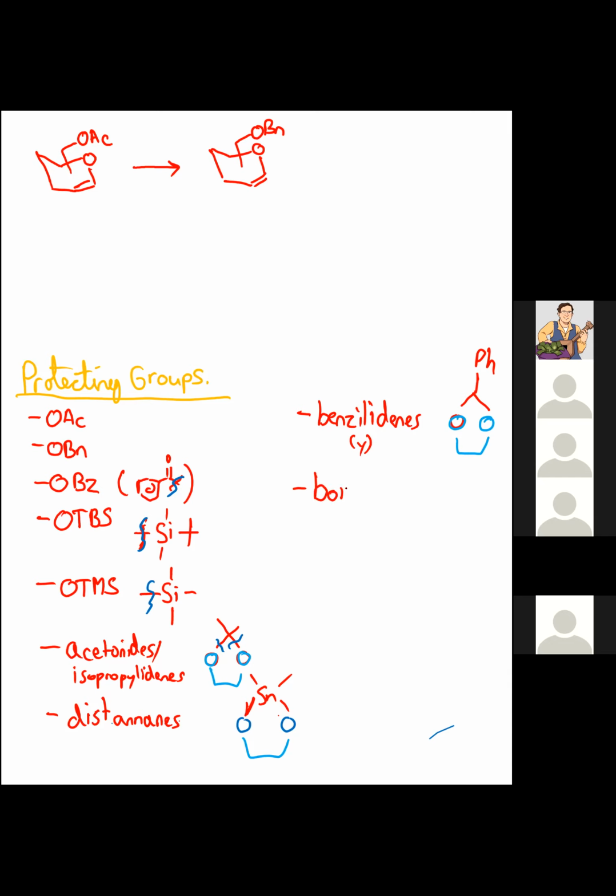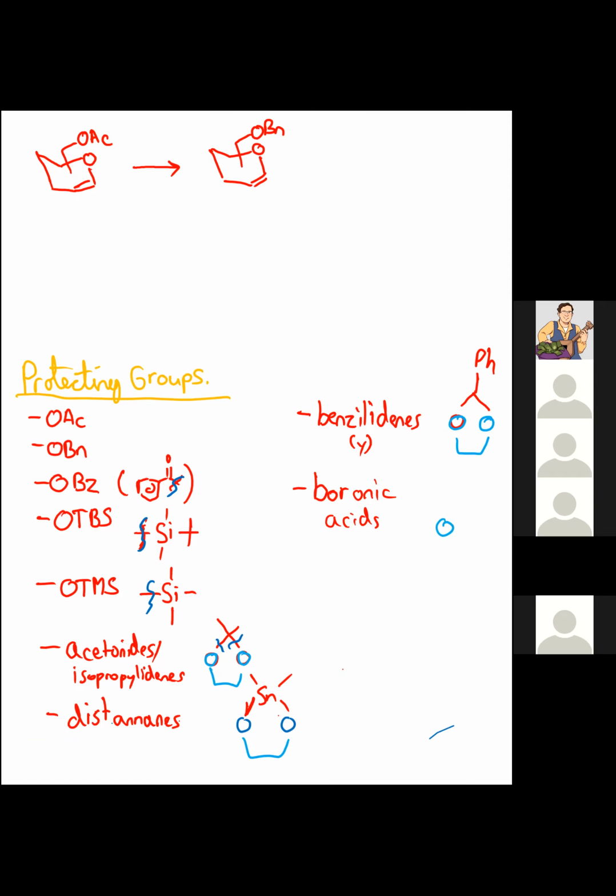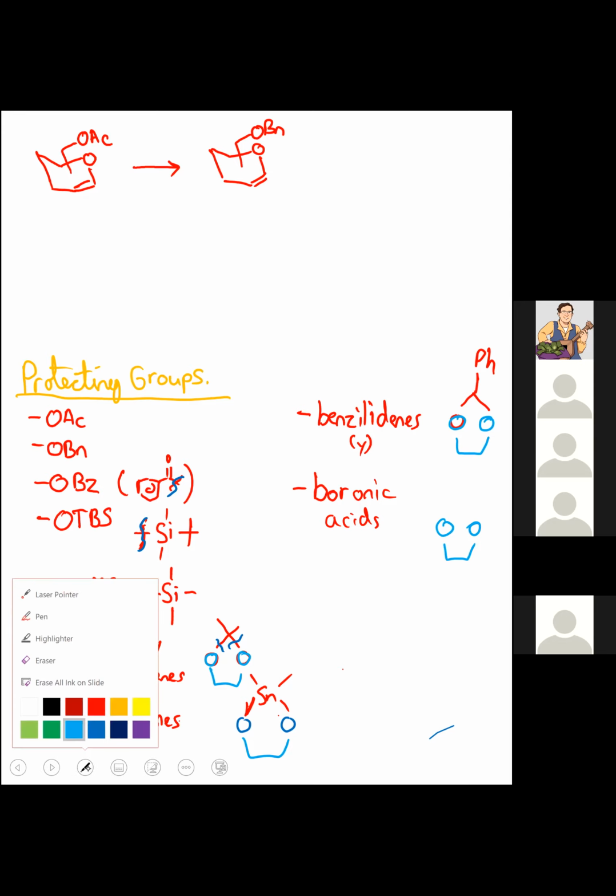Boronic acids. You're going to see a trend here. We kind of have these mono blocking ones and these di blocking ones. I'm putting a protecting group again in red.